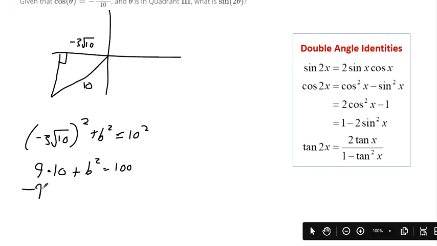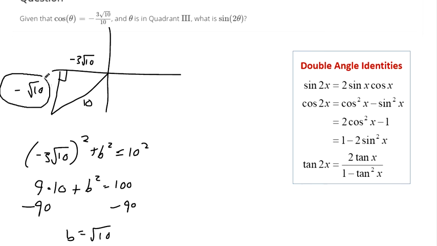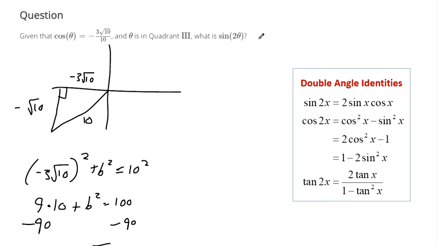So subtract that 90 from both sides. So b is going to be the square root of 10. This is the square root of 10. And look, since it's the third quadrant, that's important for this question. It wasn't for the last one. That's a negative down here. So sine is the opposite divided by the hypotenuse. So sine of theta, not sine of 2 theta. Sine of theta is the opposite over the hypotenuse.